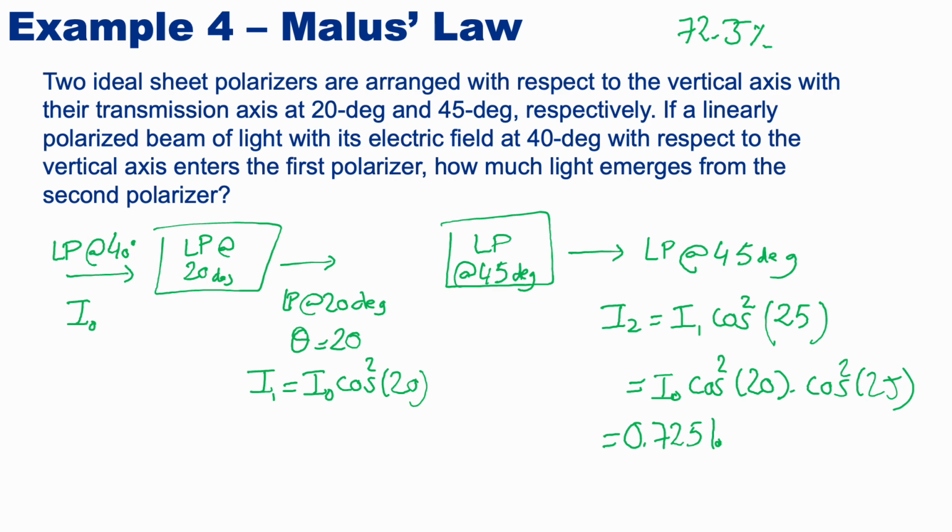So you are kind of keeping around 72.5% through the linear polarizers. So I hope that you have fun learning what type of polarization state you have and how to apply the Malus law. Thank you.